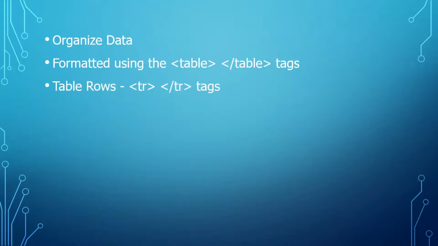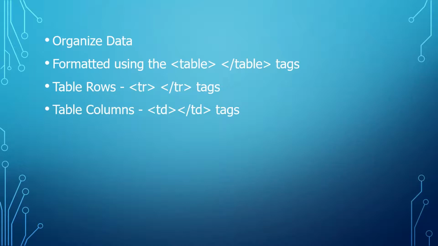The table's rows are formatted with the tr tag, and the columns in the table are formatted using td tags, where the td stands for table data. I will now show you an example of a table that has 2 rows and 2 columns.